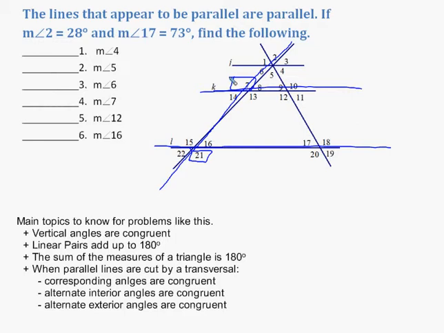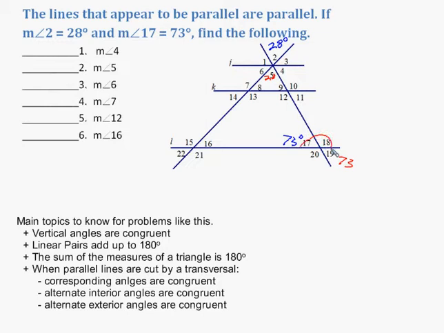So when doing a problem like this, my suggestion really is to find all the angles. It might take you a little bit longer, but you won't get confused about which angle you have found yet. So we're going to write what we know. Measure of angle 2 is 28 degrees, and measure of angle 17 is 73 degrees. And then we can start finding a bunch of other angles. With vertical angles, I'm going to look up here at the 28. I know that this is going to be 28 also. Down here we have 73, so this is 73.